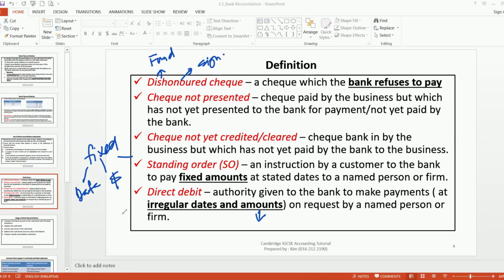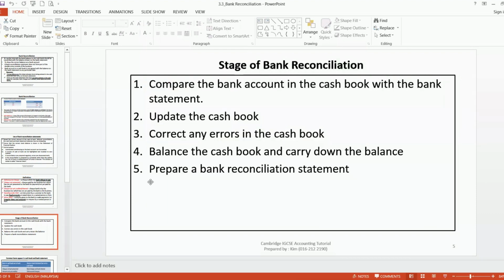So standing order is suitable to be used for the renter because it's a fixed amount and you don't need to worry. Just give instruction to the person who you want to pay. Okay, the stage of the bank reconciliation statement. Compare the bank account in the cash book with the bank statement.